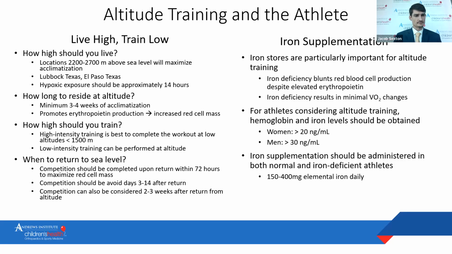How high should you train? For high intensity training, it is best to complete the workout at low altitudes. So when you're doing this altitude training, you're not training at 3,000, 4,000, 5,000 meters. You're training within the 2,000 to 3,000 meter range, but your ultimate high intensity training should occur at less than 1,500 meters, while low intensity training can be performed at the altitude that you're currently at.